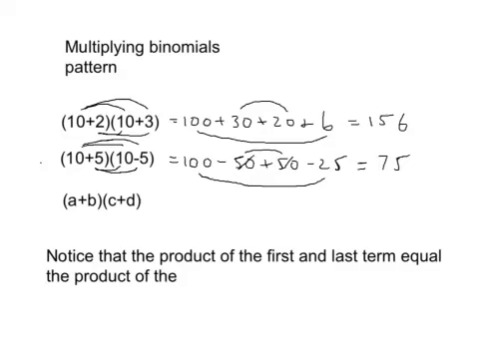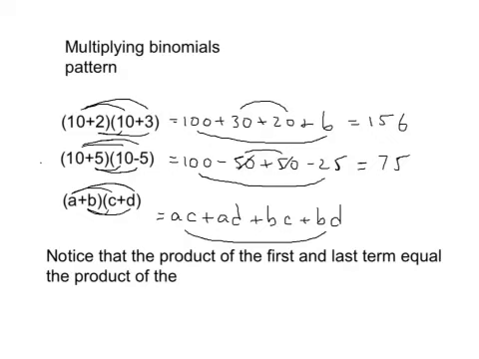We can demonstrate this algebraically. Again, doing the distributive property, we get four terms, and now if we look at the product of the first and last term, which would be A, B, C, D, and the product of the middle terms, we see they're the same. So we can complete this sentence: notice that the product of the first and last terms equals the product of the middle terms.